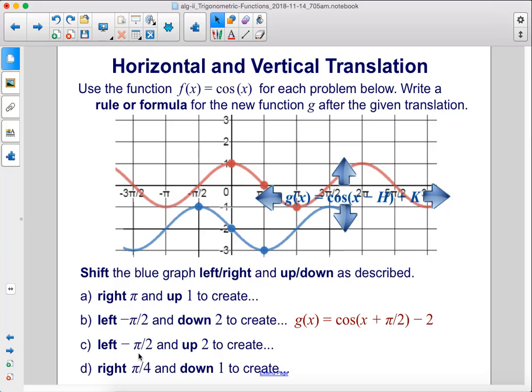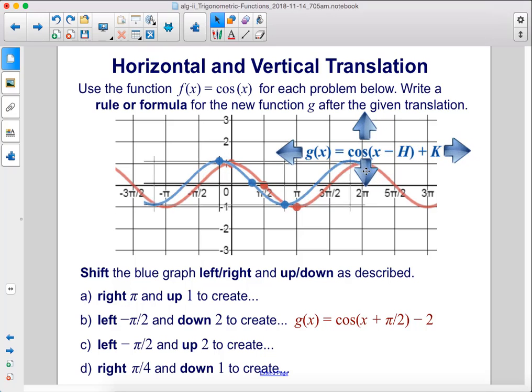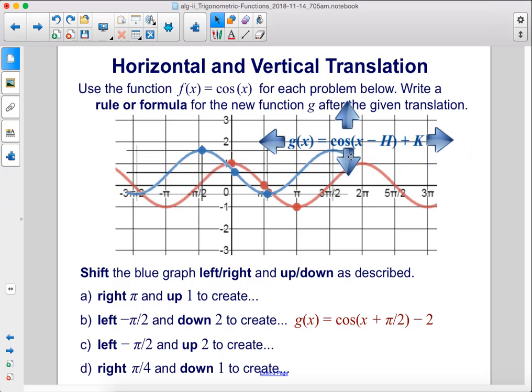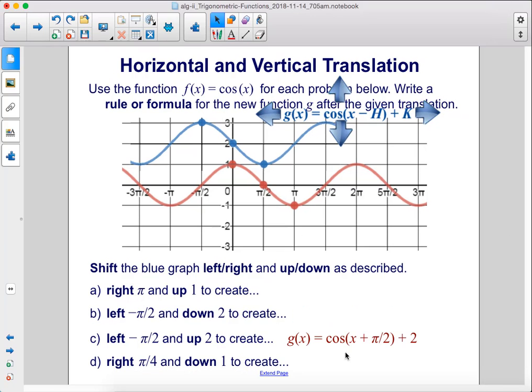Next we have left pi over 2 and up 2. So we start at cosine x, then we move to the left pi over 2, and then up 2. 1, 2. This is our new graph. Here's our new equation. We have cosine of x plus pi over 2, so we've moved to the left pi over 2, and then up 2.